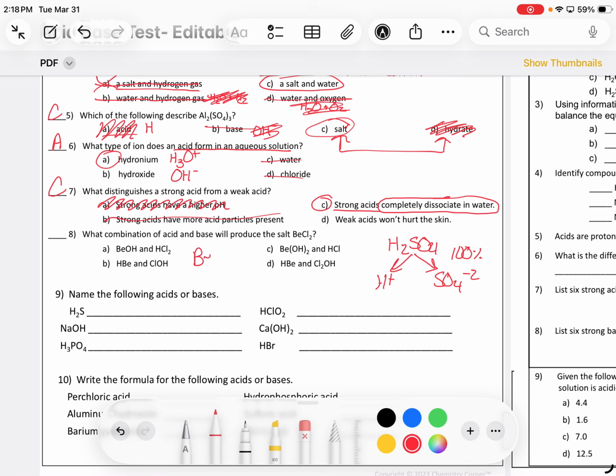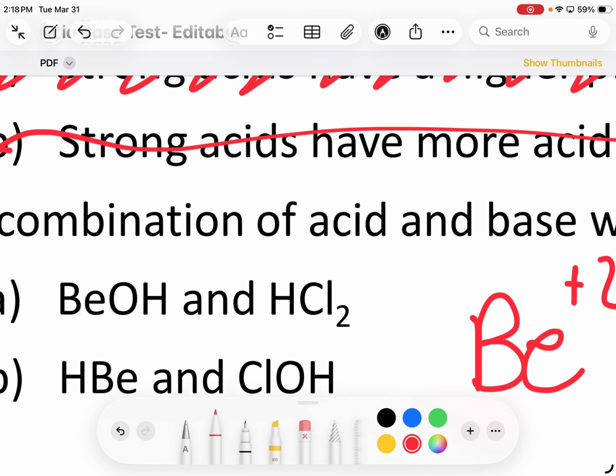Again, beryllium and chlorine. What do you think? Well, let's look at each of its answers. And by the way, beryllium has a +2 charge, according to the periodic table. Chlorine has -1. On question A, it says beryllium hydroxide and hydrochloric acid, but notice what's wrong with that.